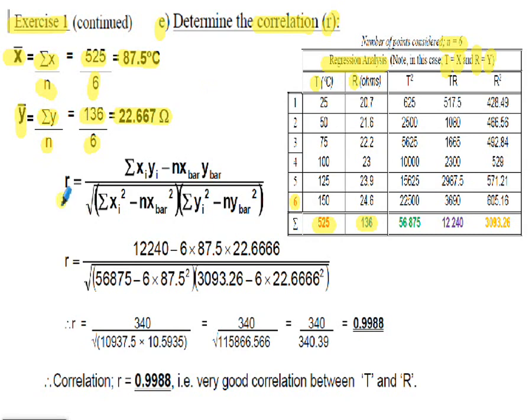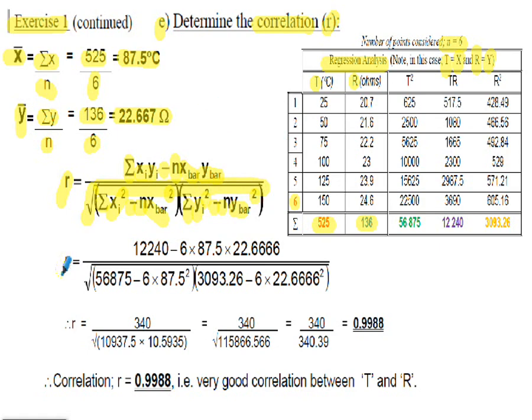Now using the equation for correlation R, we derived from the previous slide. Don't forget that summation of the X times the Y terms, take away N, number of points, times the X bar times the Y bar from above. That's all divided by the square root of, in the first bracket, summation of the X squared terms, take away N times X bar squared, and in the second bracket, summation of the Y squared terms, take away N times the Y bar squared. Don't forget the whole denominator here is square rooted.